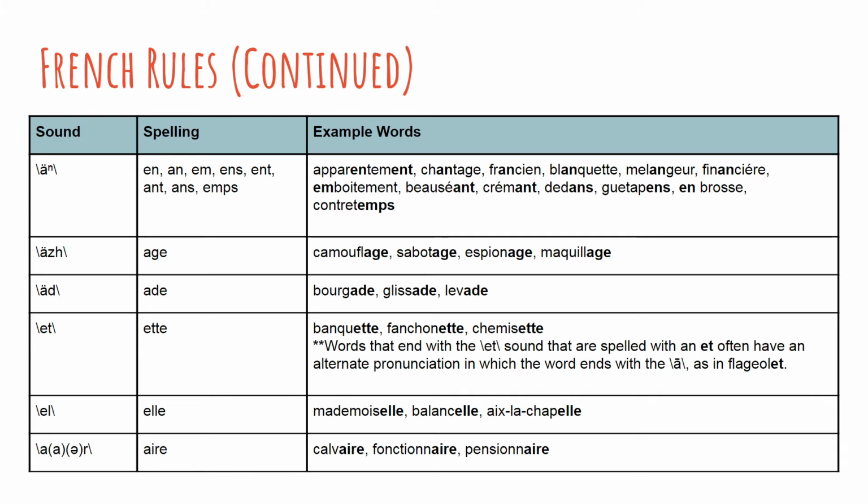And along those same lines, the L sound is going to be spelled E-L-L-E, as in mademoiselle, balancelle, or la chapelle. And finally, the last rule we have here today is the air sound, A-I-R-E. So the air sound is going to be spelled A-I-R-E, as in calvaire, fonctionnaire, or pensionnaire.